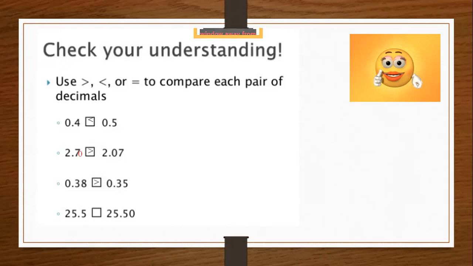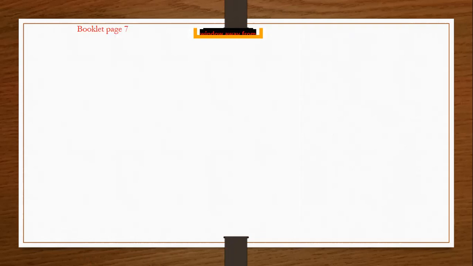The last one, 25 and 5/10ths, and the second one is 25 and 50/100ths. That's why we're going to add another 0 in the first number. So it's going to be 25 and 50/100ths as well. So it's clear that they are equal. Let's move to page 7 from our booklet.